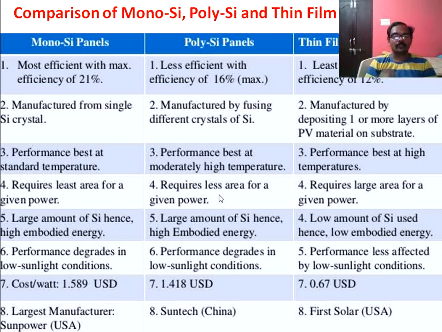Coming to the cost per watt of these solar panels: for monocrystalline it is $1.589 US. If I require a 20 watt panel, the cost will be 20 times 1.589 US. For polycrystalline solar cells, the cost per watt is 1.418 US, whereas for thin film it is 0.67 USD. The largest manufacturer of monocrystalline solar panels is SunPower USA, whereas the largest manufacturer of polycrystalline solar cells is Suntech China. One more thing: First Solar, a US based company, is the largest manufacturer of thin film solar cells.